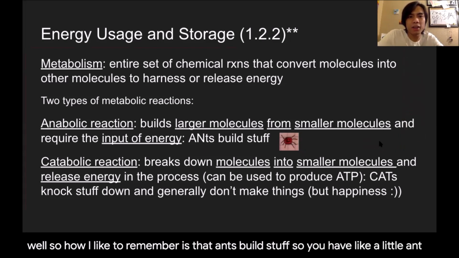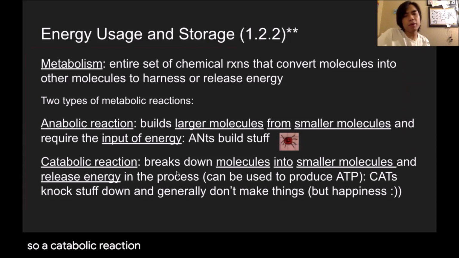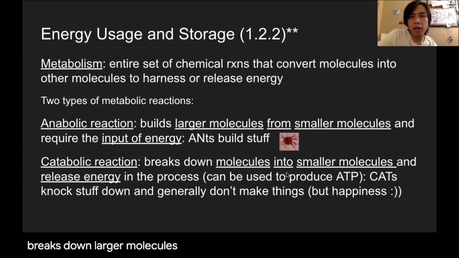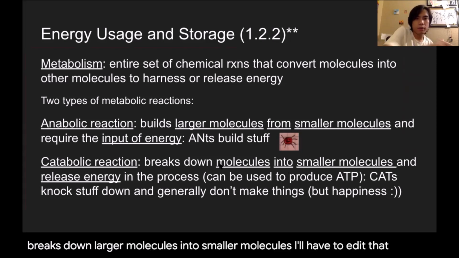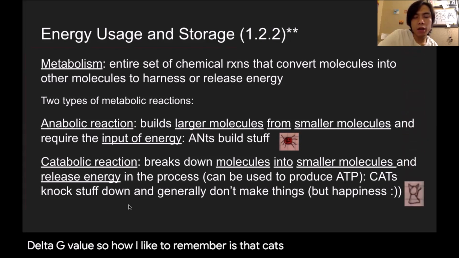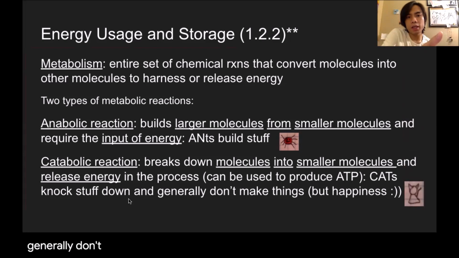So you have a little ant. A catabolic reaction breaks down larger molecules into smaller molecules, and in the process, they release energy. This is an exergonic reaction with a negative delta G value. How I like to remember is that cats knock stuff down, and they generally don't make things, but happiness. Anyway, yeah.